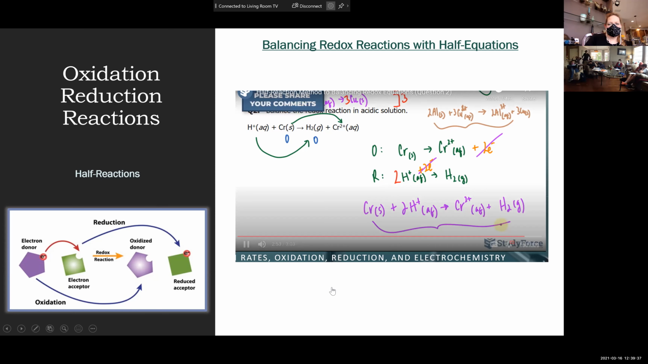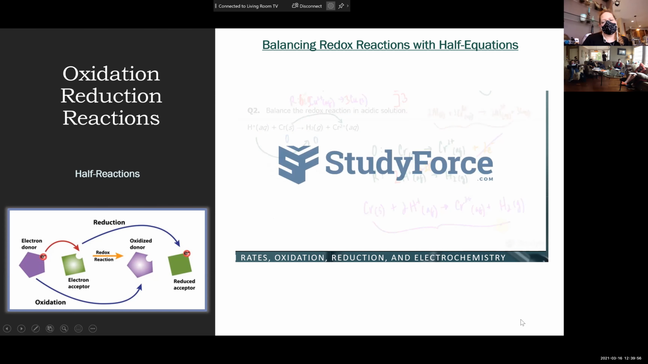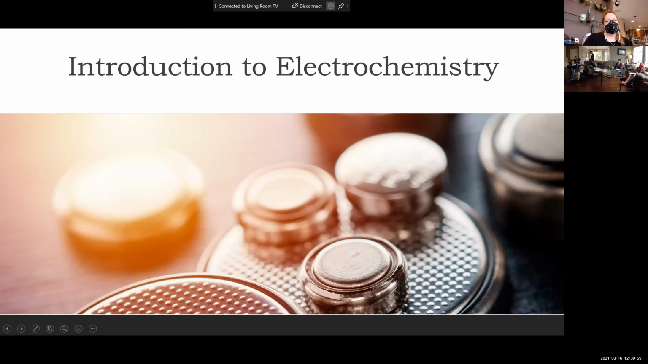If you have any questions about what we just did, make sure that you write a comment below. Like Alex was saying, he didn't deal with the coefficients first. He broke it out into half reactions first, and then he balanced coefficients, and then he balanced charges, and then he put it all back together. So that's the basic premise of half reactions.